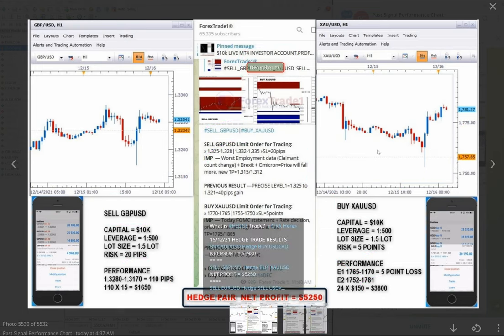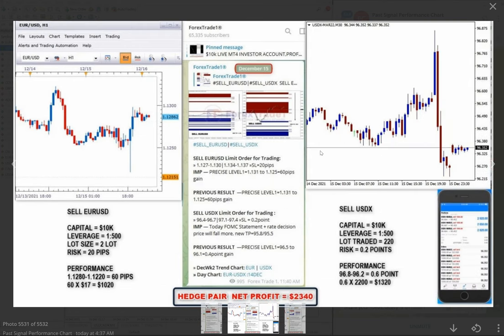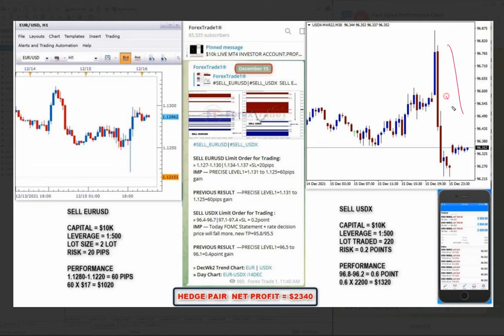Now we will move on to the next hedge pair, which is EURUSD against USDX. Again, here also both the scripts performed. Even in the chart screenshot you can see the downward movement, and sell USDX also fell down. So Euro made 60 pips gain, which is $1,020 profit, and sell USDX made 0.6 point gain, which is $1,320. The total trade profit of both in the hedge pair is $2,340 profit.